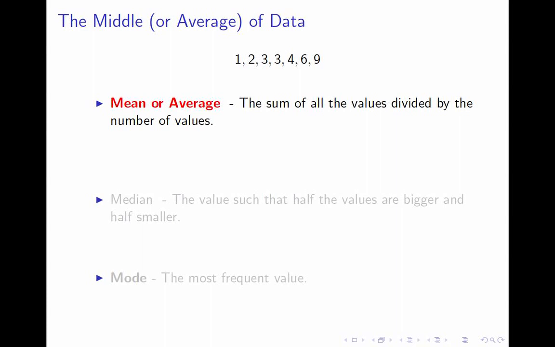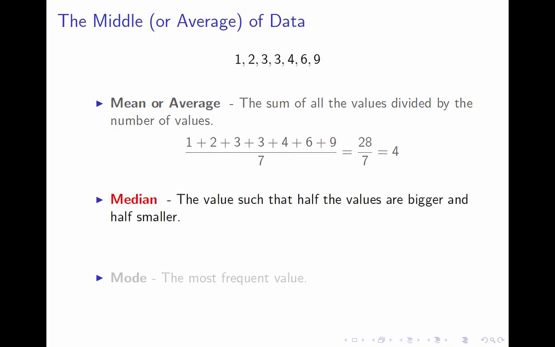I have a sample data set here. The numbers 1, 2, 3, 3, 4, 6, and 9. So I'm going to look at each of these averages on that particular case, and then we'll go into more detail. So the mean, the average that you're used to, is you add up all the numbers and divide by how many there are. In this case, there are 7, so you add up 1 plus 2 plus 3 plus 3 plus 4 plus 6 plus 9, and you get 28. 28 divided by 7 is 4, so we say that the mean of this data set is 4. And that's a reasonable sense of the middle of the data, but it's not the only one.